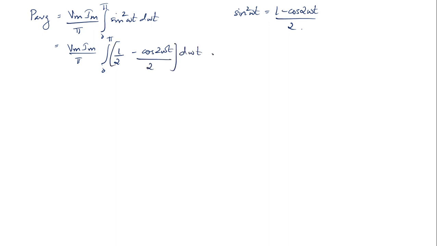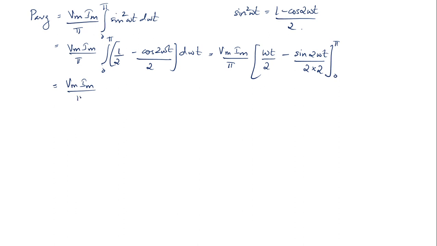So you can carry out the integration. Vm Im by pi. The integral of 1 by 2 will be omega t by 2, minus, the integral of cos 2 omega t will be sin 2 omega t, so you have sin 2 omega t divided by 2, into 2 again over here, so it will be 4, from 0 to pi. Right. So you can just apply the upper limit and lower limit. So you will get Vm Im by pi, with the upper limit being pi by 2 minus sine 2 pi by 4.